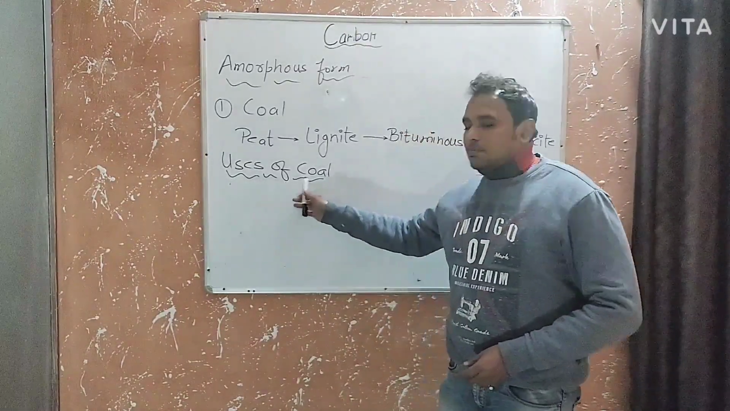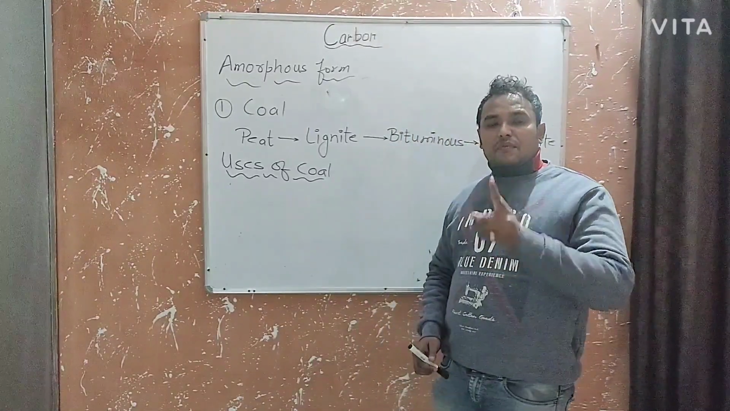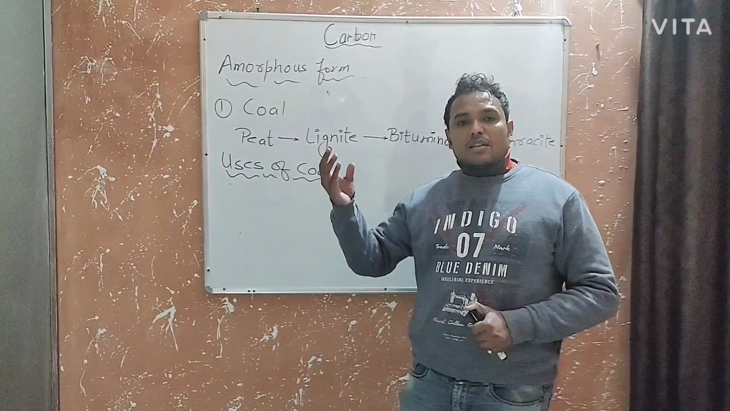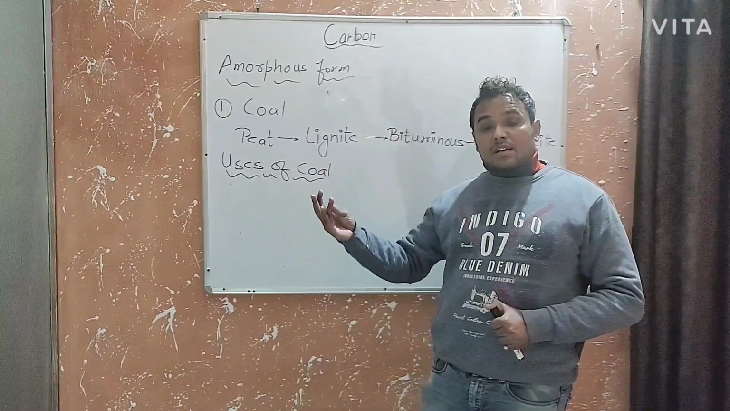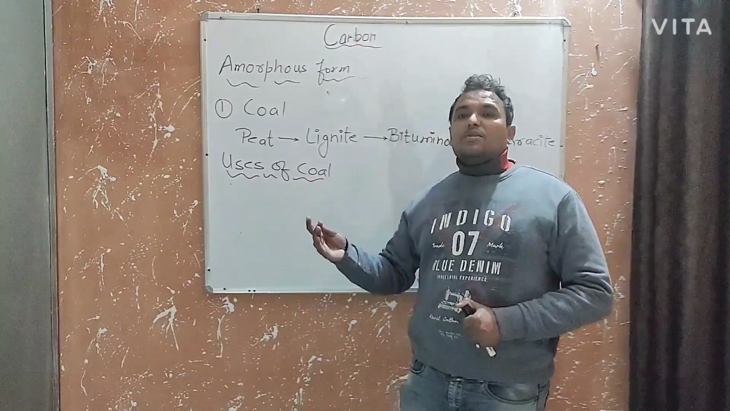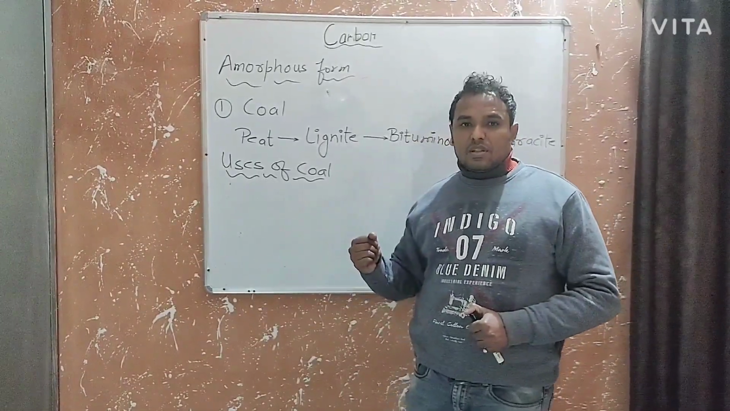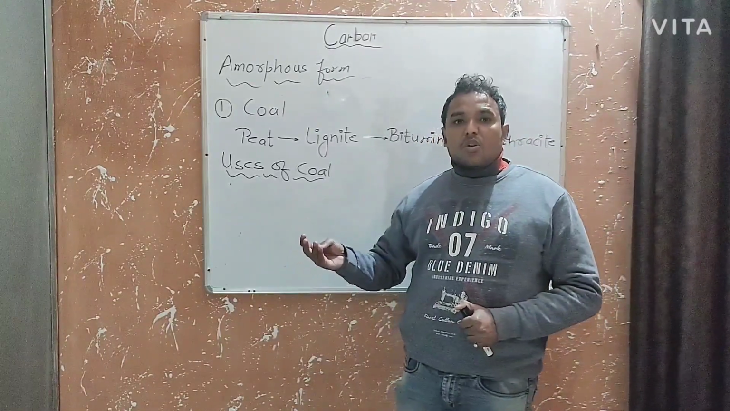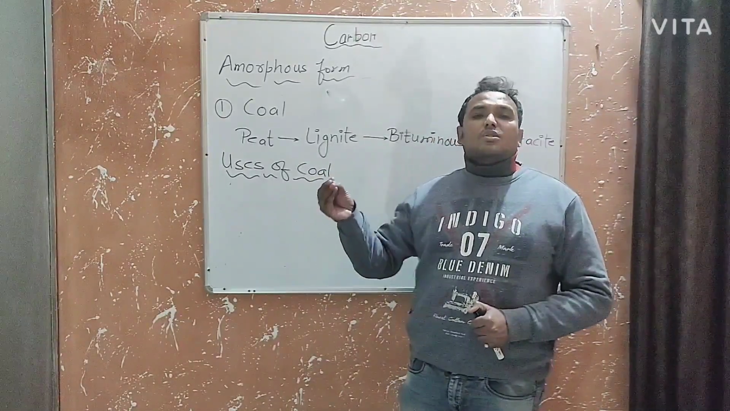Now, what are the uses of coal? Very first use, it is used as a fuel from ancient times. It is used as a fuel in boilers. Second, it is used as a good reducing agent in the extraction of metals. Next, it is used for making black paints. Next, it is used for making water gas, producer gas, coal gas and coal tar. So these are the uses of coal.